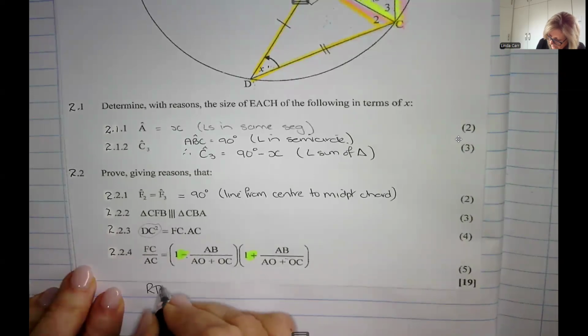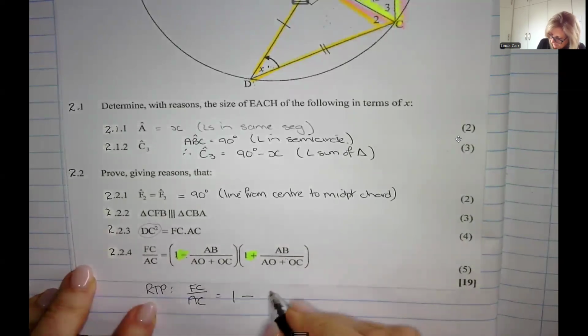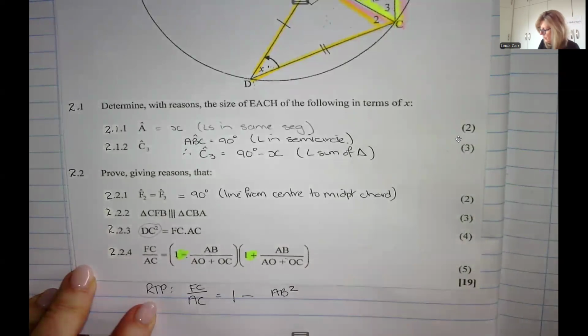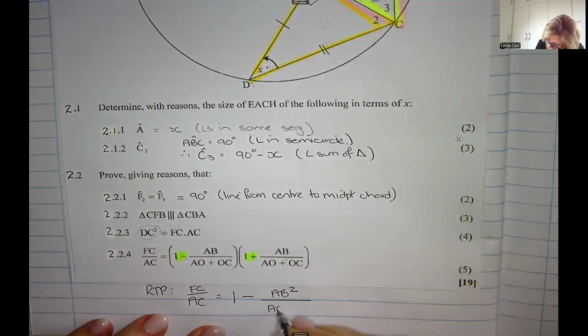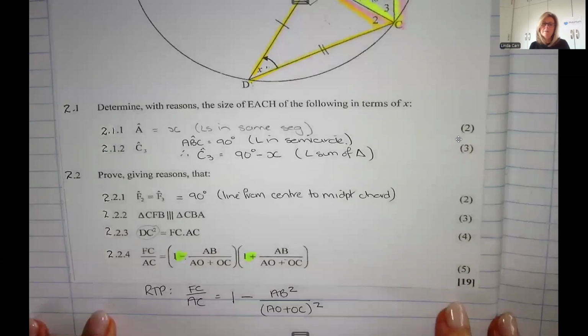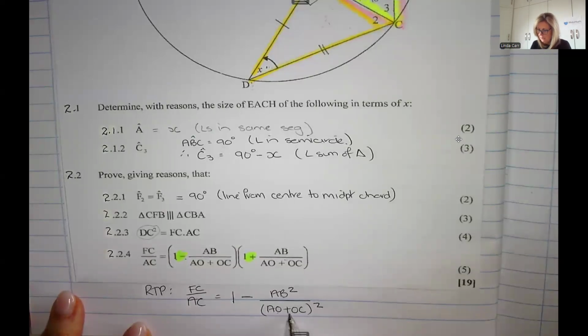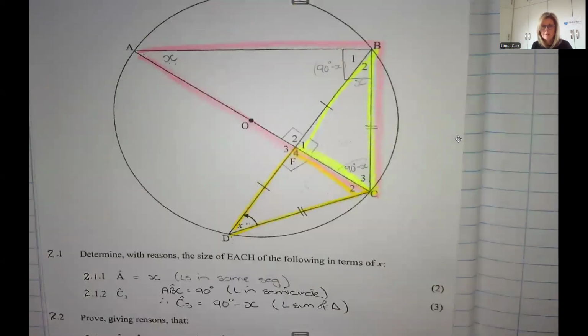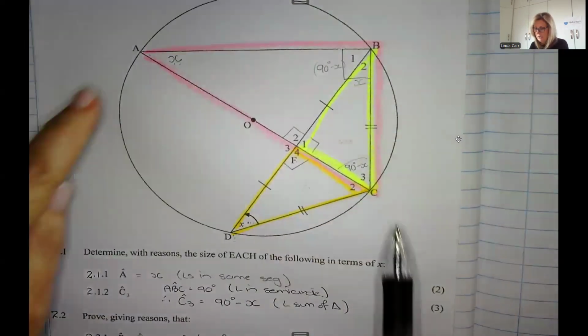So it's required to prove that FC over AC is rather equal to 1 times 1 is 1 minus AB squared at the bottom AO plus OC squared. Okay, it was still a little bit scary, but I went back to my sketch to see what is AO plus OC. So let's have a look. What is AO plus OC? Oh, it's just AC.